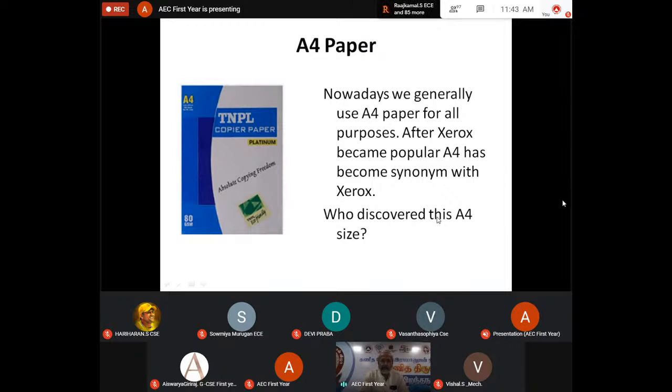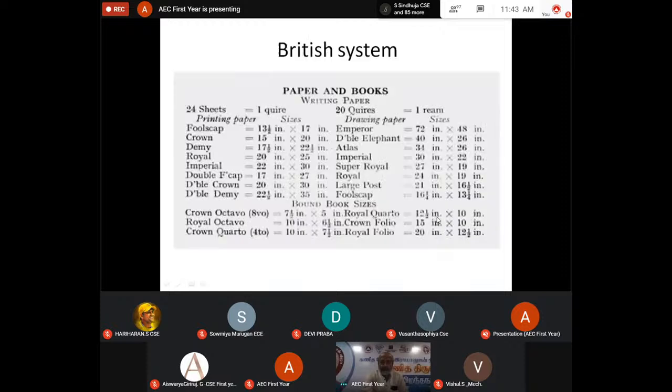Okay. So nowadays we generally use this A4 size paper. I have displayed this Tamil Nadu Paper and Boards Limited paper. So who discovered this A4 size? There is a history. This is the British system that everybody was following, and in fact we were also following this. Please see that 24 sheets means one quire. In our younger days, getting one quire of paper was a big thing.